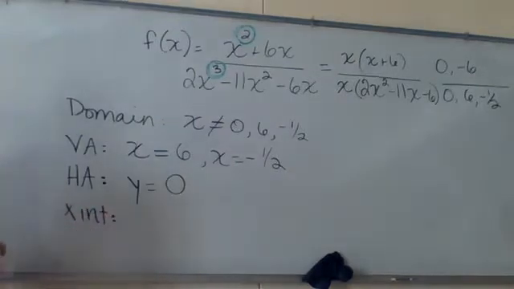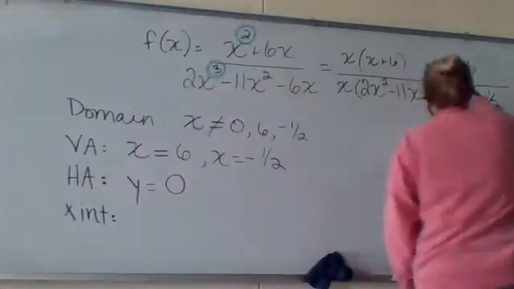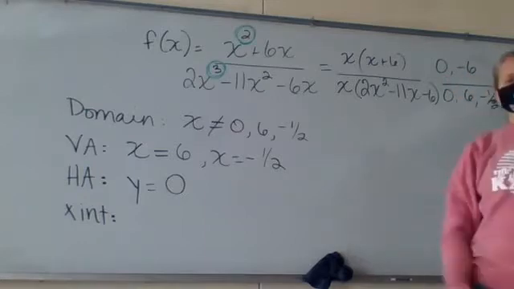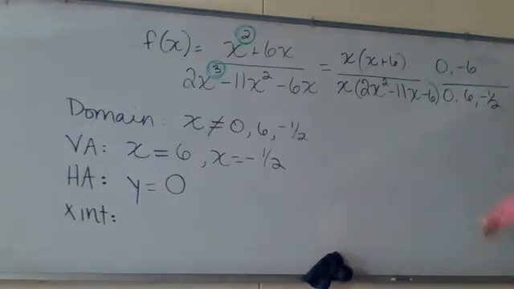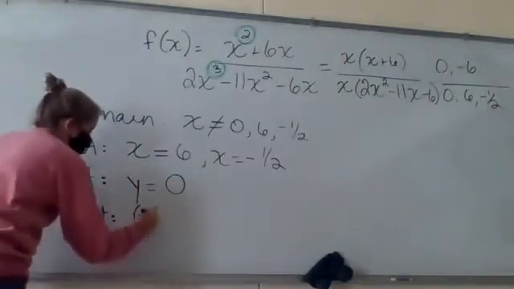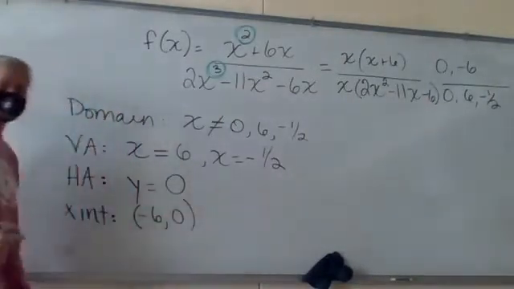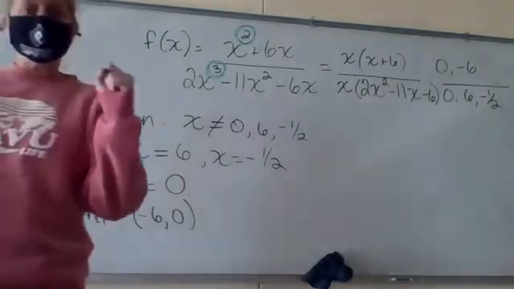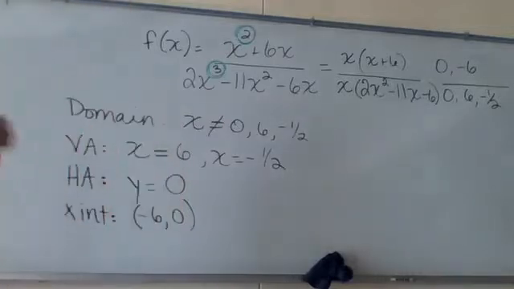The x-intercept, or intercepts. Those come from the zeros of the numerator that are not also zeros of the denominator, which means this 0 is not an x-intercept, because it's also a zero of the denominator. So your only x-intercept is at -6. Your x-intercept is at (-6, 0). And remember, we put it in ordered pair form because an intercept is a physical point that has an x-coordinate and a y-coordinate.